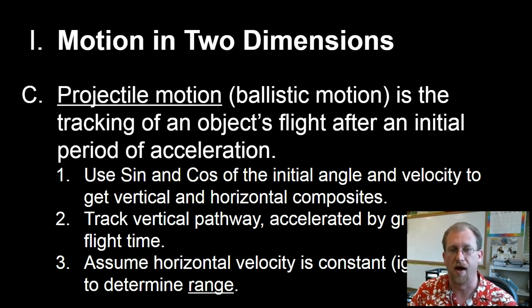The vertical pathway is what is slowed down by gravity and then accelerated back to the Earth. So tracking the vertical aspect of the pathway will tell you how long the object is in the air. And then once you have the travel time, you can use that same travel time at the horizontal velocity to figure out the range, or how far the thing flew.